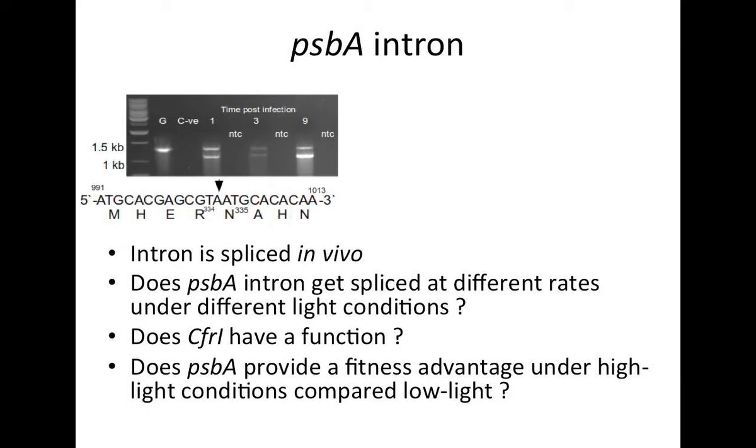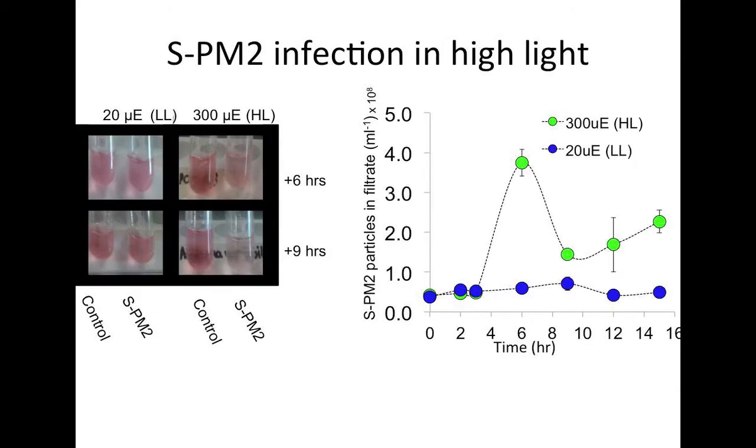But what we don't know is, is the intron spliced at different rates in different conditions? And does the CFR1 run back through this intron or interact with it in any way? And does the psbA gene actually provide this fitness advantage that we think under different light conditions? So this is an experiment of Synechococcus infected with S-PM2 under high and low light conditions, which we've defined as 20 microeinsteins, which is what we normally grow the cyanobacteria at, and 300 microeinsteins. So this is just a level of light.